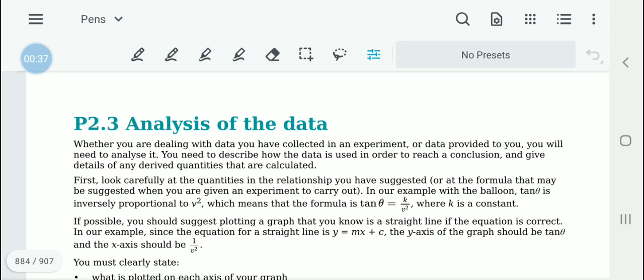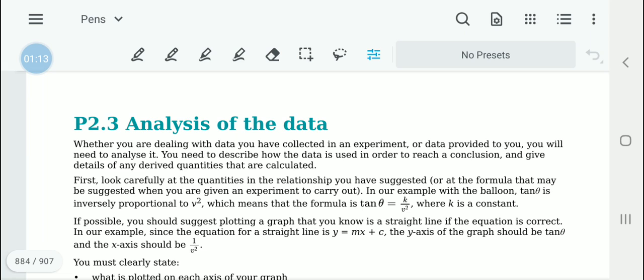Then you might want to give the details of any derived quantities, along with the derived units and whatnot. So all of these things are going to be important. Now when you are dealing with these kinds of things, the first thing that you need to do is take out the formulas that you have used, or formulas that you are trying to prove using this particular experiment, or the equation that you are going to use to make this relationship.